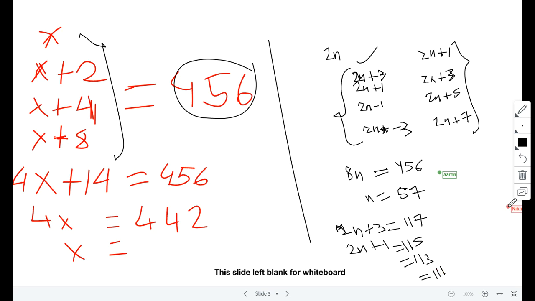The problem with your solution was a slight mistake. When you take x plus 2, these are any consecutive numbers, either odd or even. The sum may be 456, but in my case it is odd numbers, it cannot be even. I know 2n is always even and 2n plus 1 is always odd, correct? So I took a shortcut: 4 consecutive odd numbers as 2n minus 3, 2n minus 1, 2n plus 1, 2n plus 3.